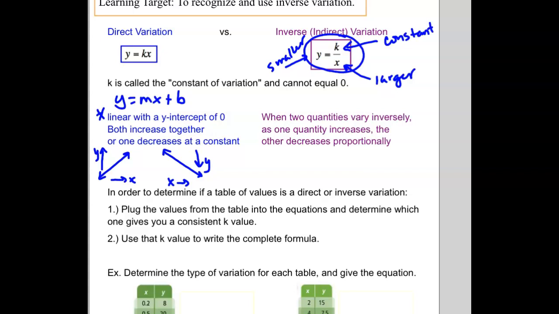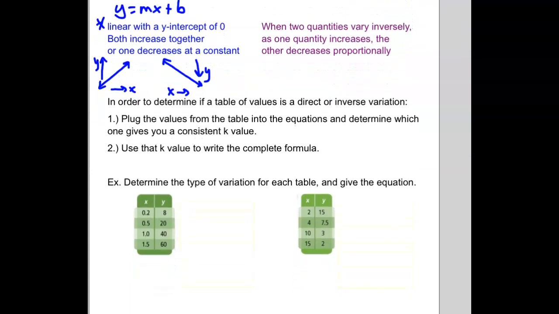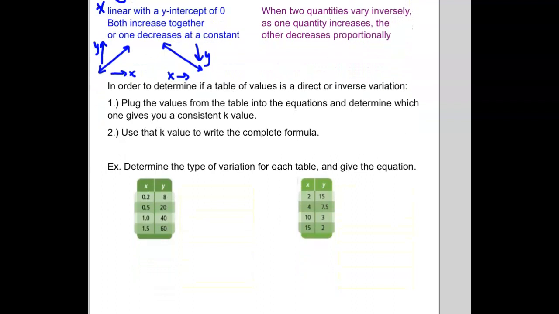All right, so in order to determine from a table of values whether you have a direct or inverse variation, the first thing you want to do is just try those points in your two basic formats, and see which of them gets you a consistent k value. And then once we know what that k value is, we can write out our equation.